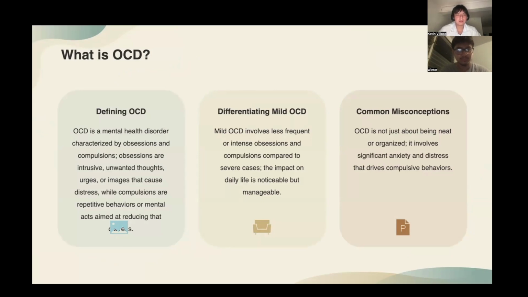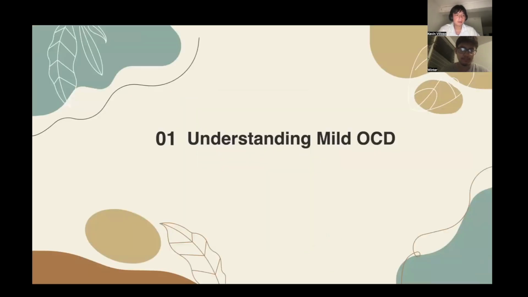Differentiating mild OCD. Mild OCD involves less frequent or intense obsessions and compulsions compared to severe cases. The impact on daily life is noticeable but manageable. And a common misconception is that it's just about being neat or organized. It involves significant anxiety and distress that drives compulsive behaviors.